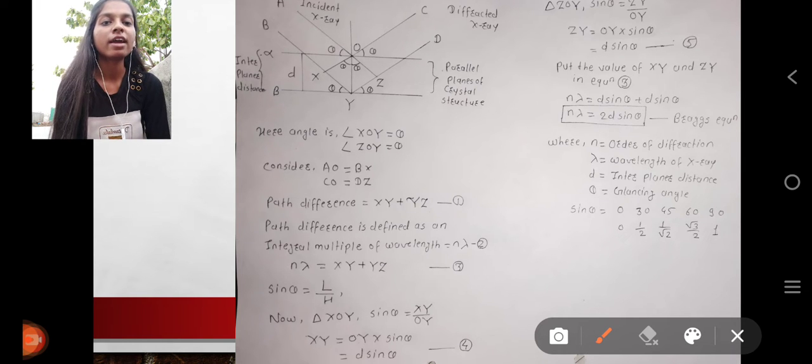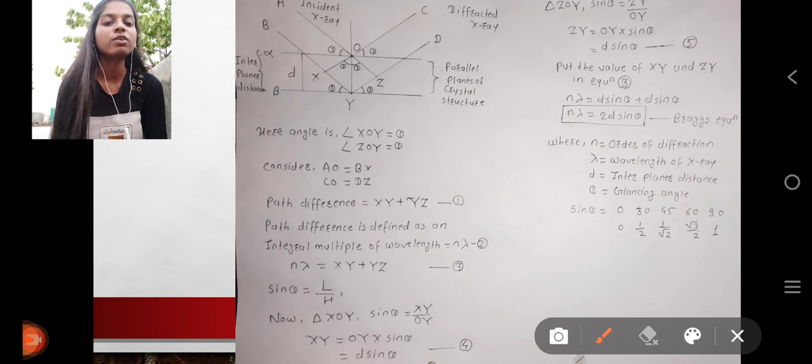So the angle between the incident light and the surface is called the glancing angle, which is denoted by sin theta is equal to L upon H. Now consider a triangle XOY. So sin theta is equal to the length of the perpendicular upon the hypotenuse.